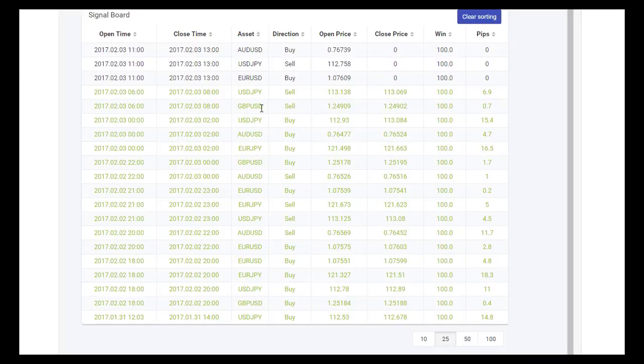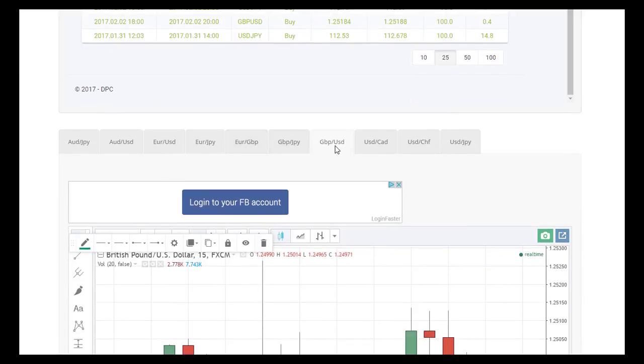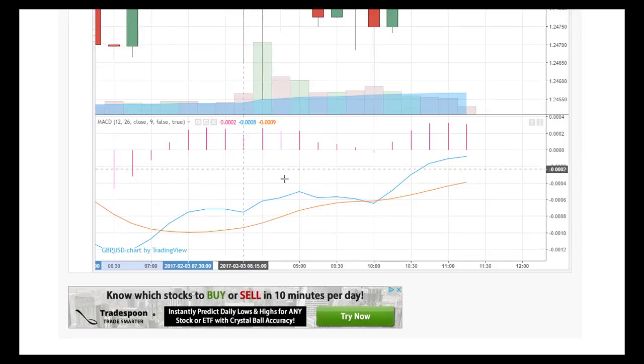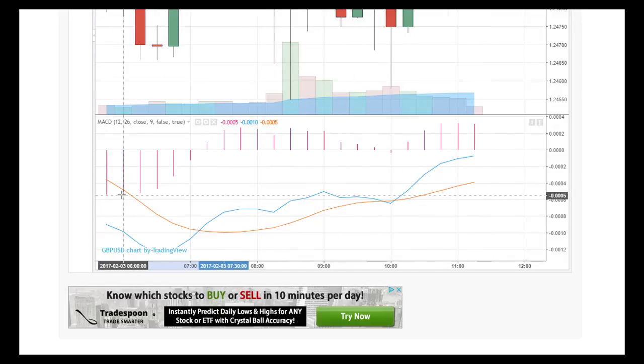This British Pound USD on the sell at 6 to 8 p.m., or 6 o'clock in the morning this morning, had that exact thing happen. So I'll click that right there. Here's 6 to 8 in the morning right here. Here's where the signal came out right around here.